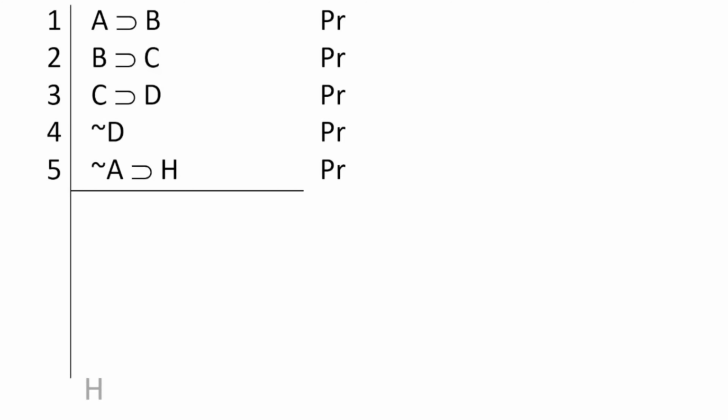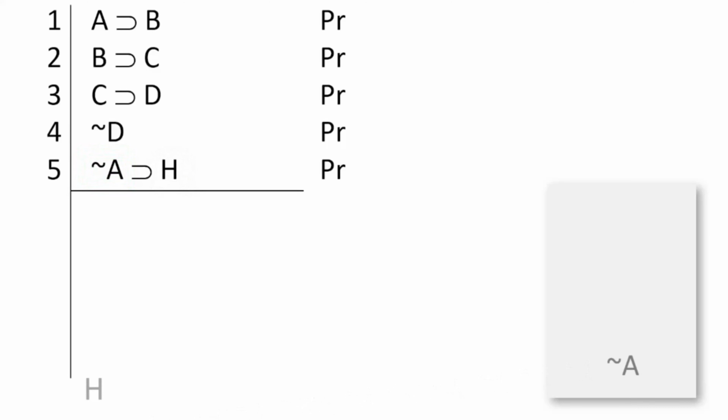Okay, we have 5 premises. We proceed as usual. We try to get H. Can we find H in our premises? H is in the consequent of a conditional in line 5. We could derive it if we could match the antecedent. We would then apply Modus Ponens and get H. But in order to do that, we need to derive not A.